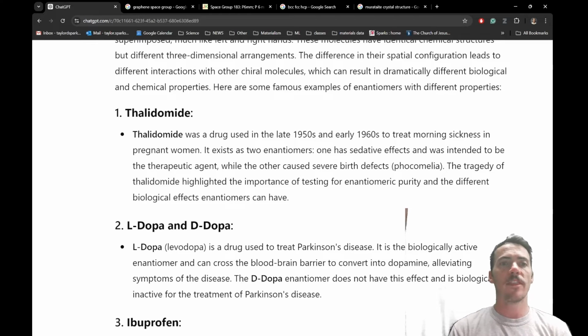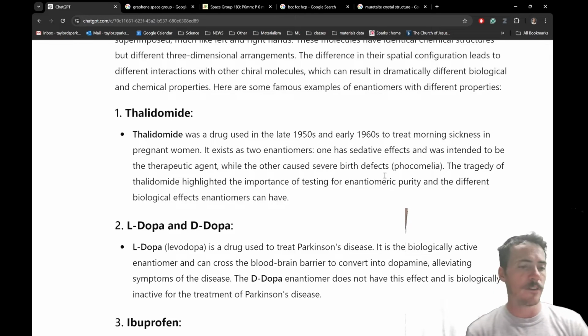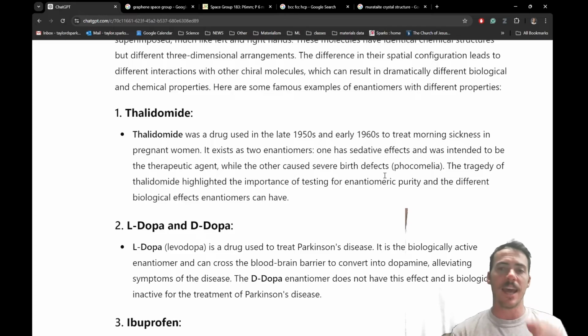I'd heard of it. Thalidomide is a drug that was used in the 50s and early 60s to treat morning sickness in pregnant women. But there are two enantiomers that exist, and one has a sedative effect and was intended as a therapeutic, but the other actually caused severe birth defects, phocomelia. So you can imagine that if you didn't synthesize the right enantiomer of this therapeutic, you might actually be causing real harm or birth defects.